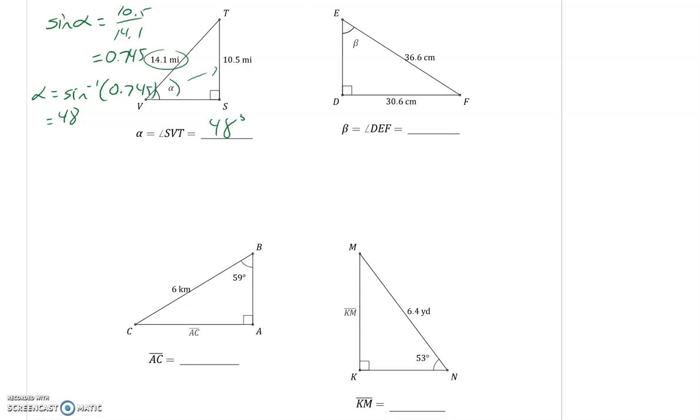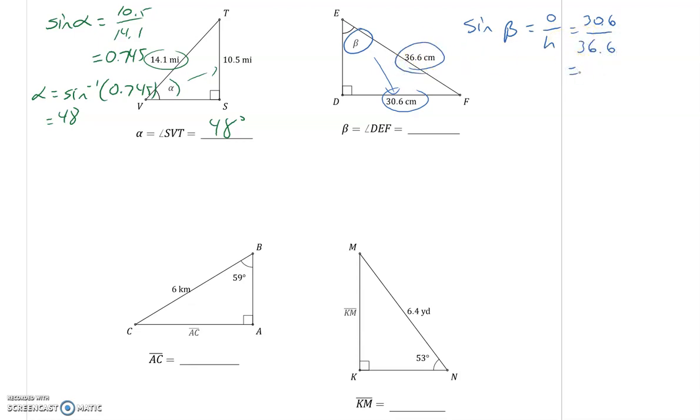Okay, so let's move on to the next one. The next one we're looking for angle beta. So, switch colors. Okay, so angle beta. Sine of beta is going to be opposite over the hypotenuse. My opposite for that one would be on the opposite side, so that's my 30.6, divided by my hypotenuse, the long one, 36.6.